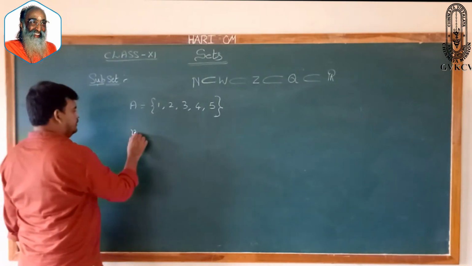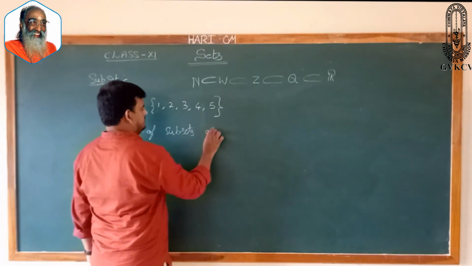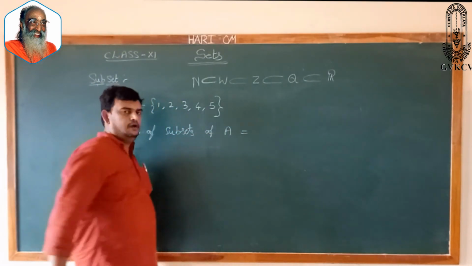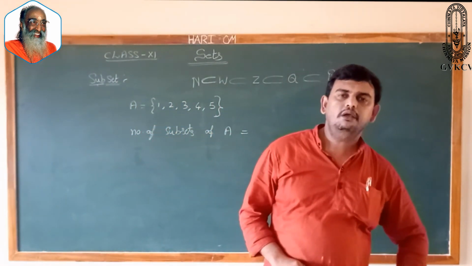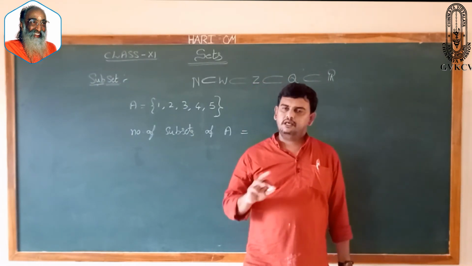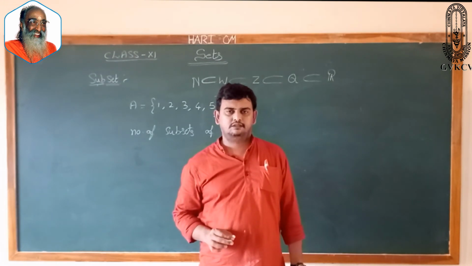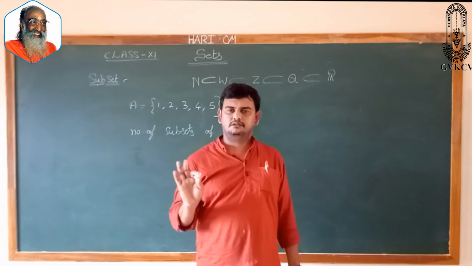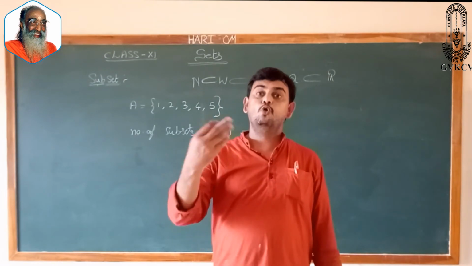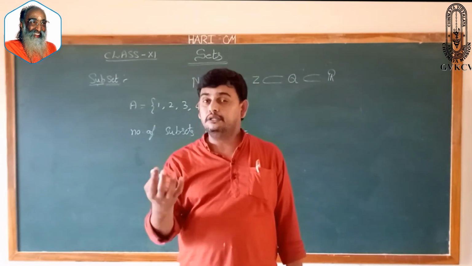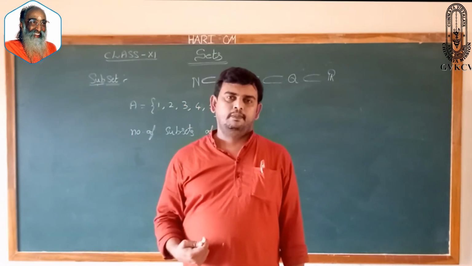Now I want the number of subsets of A. I don't want all the subsets. I want only how many subsets are there. There are different questions. For example, we have 30 students in a class. What is the strength of the class? 30. That is enough. For that question, our answer is only 30. Who are they? Who are they means we have to list out all the student names.